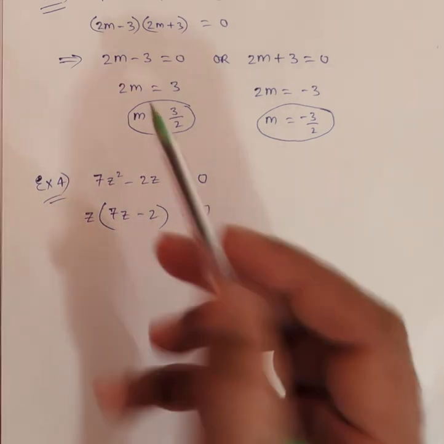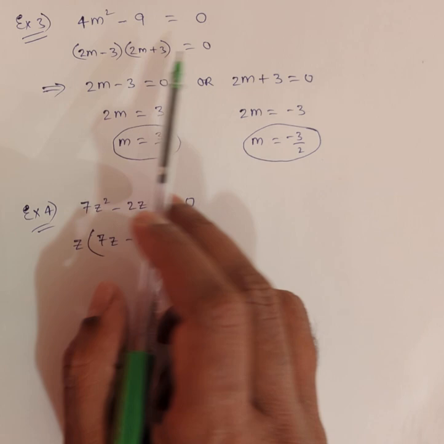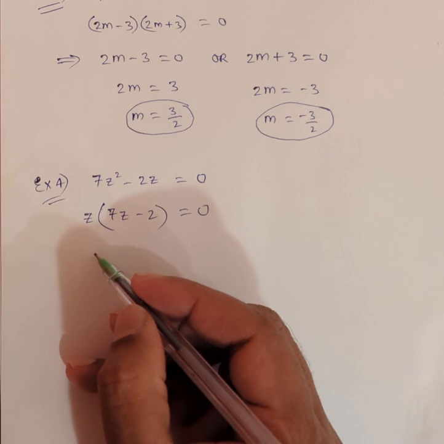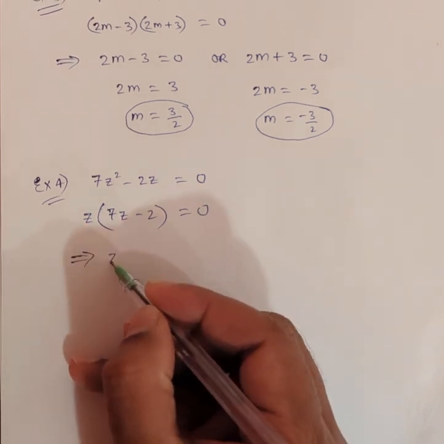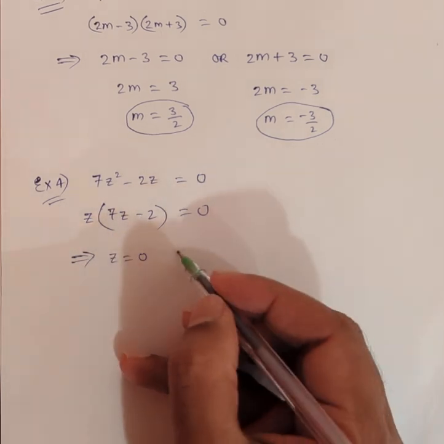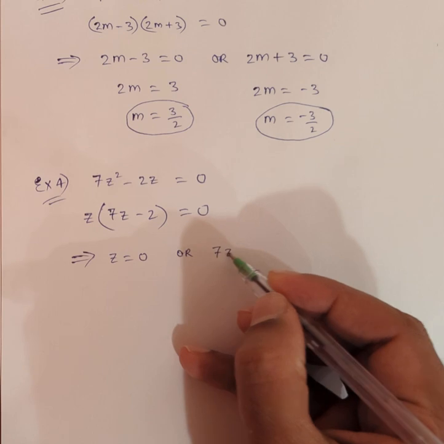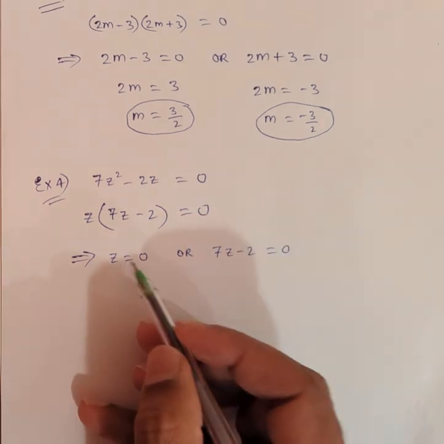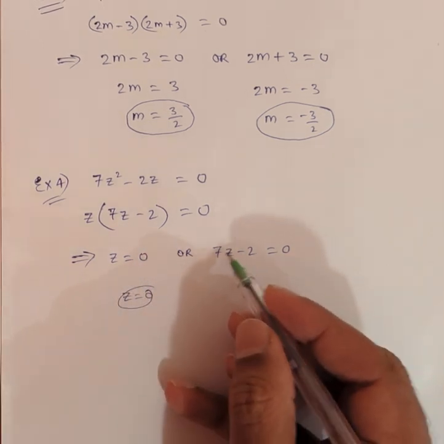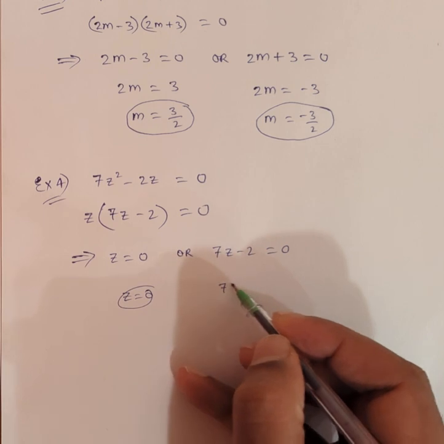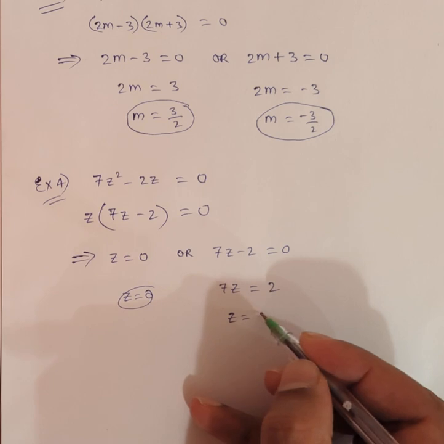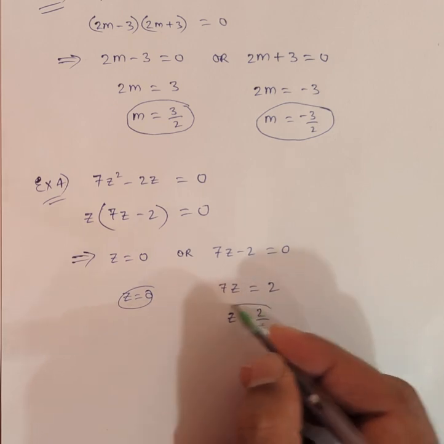So it may happen that you don't always have two binomials. Sometimes you have a monomial. Nevertheless, it is a factor, so you set each factor to 0, which means you set the first factor to 0. So z is 0 or 7z minus 2 equal to 0. Now here you don't have to do anything. This is already solved. So z is 0, but here it's a two-step process. I will add 2 on both sides and then divide both sides by 7. So I get z equal to 2 over 7.